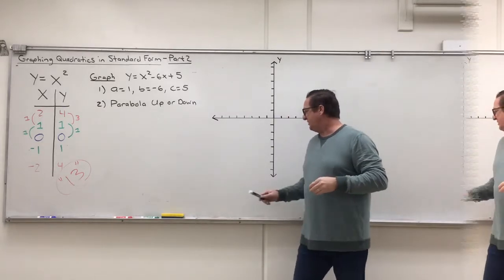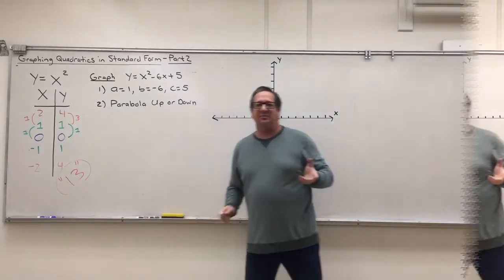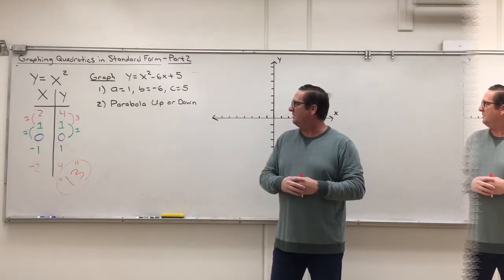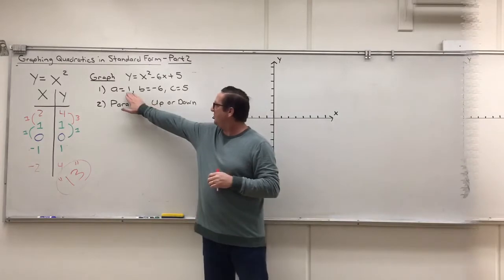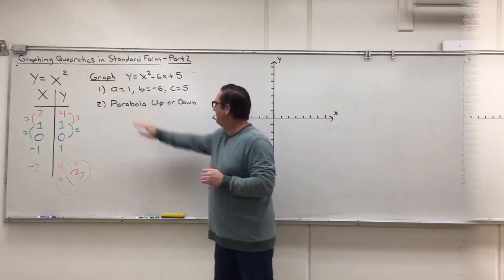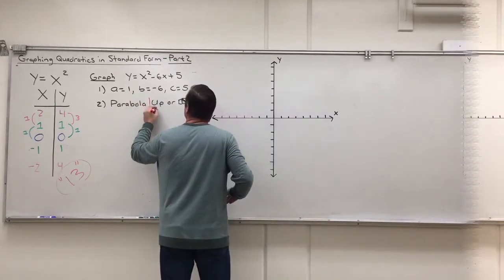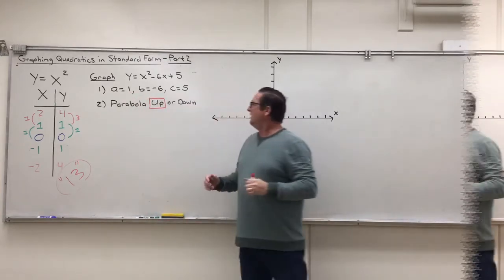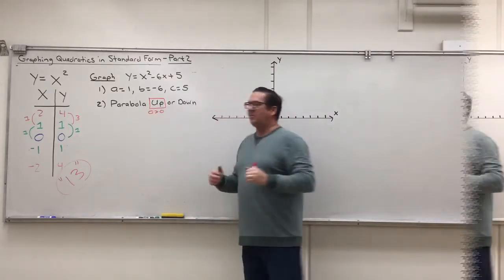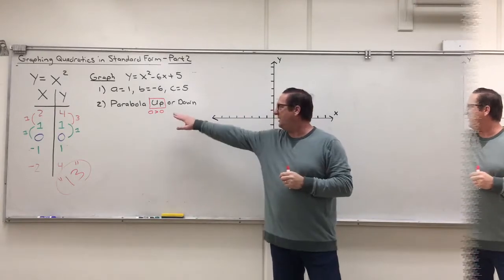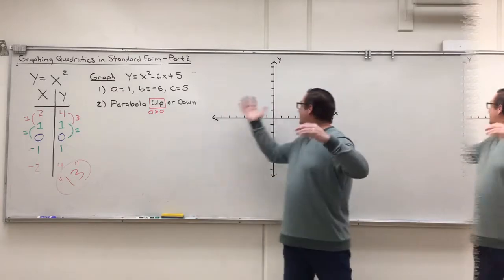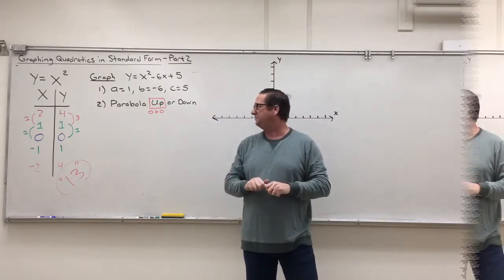Will my parabola go up or down? Based on part 1, your A value determines whether your parabola goes up or down. So I look at my A value, and since A is positive, and remember, instead of writing A is positive, we can write A is greater than 0. That means A is positive. We know that we have a parabola somewhere here that is going to shoot up.